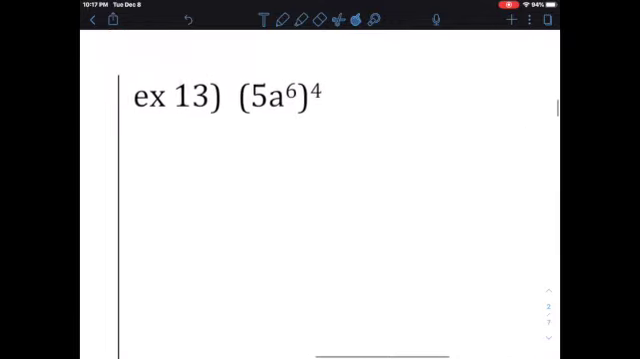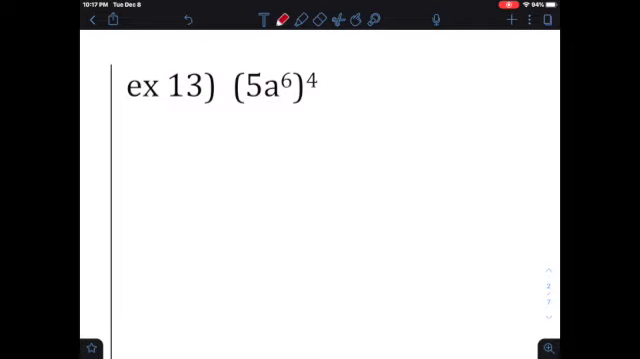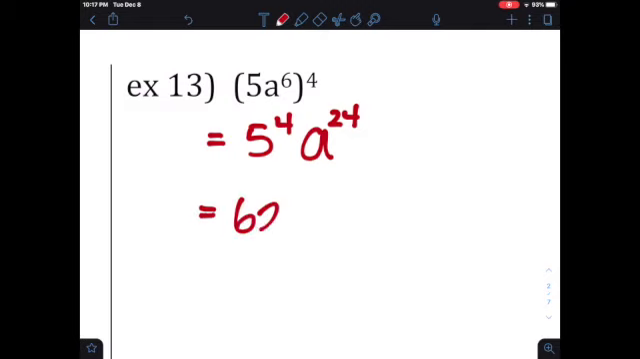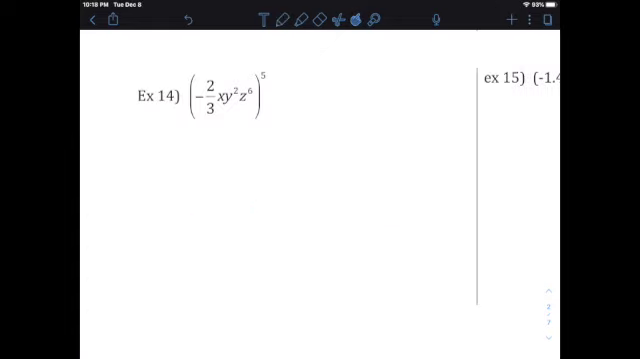Well, 13 is the same thing. 13 is really saying, all right, if you can imagine this, this is really 5 times 8 to the 6th power, 4 times. So really, that's 5 to the 4th power and 8 to the 6th power, 4 times. So that's 6 times 4, because it's 4 times. So that becomes 24. And since the exponent is small enough, that's going to be 625, 8 to the 24th. And that's your answer.